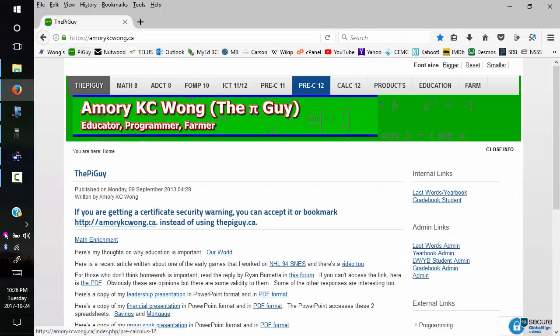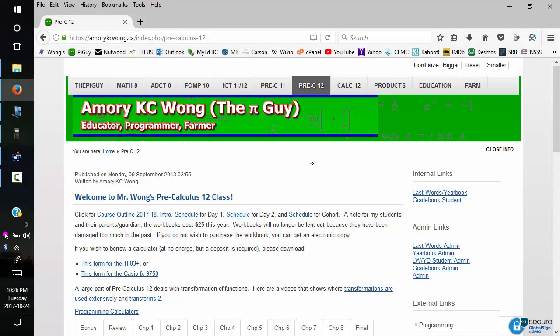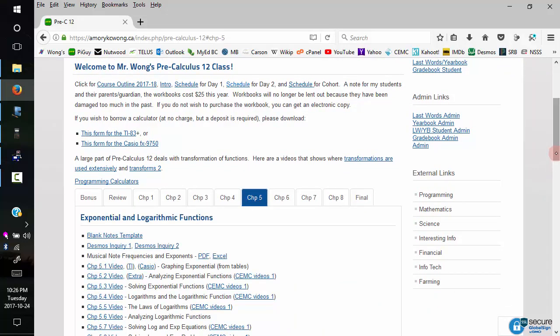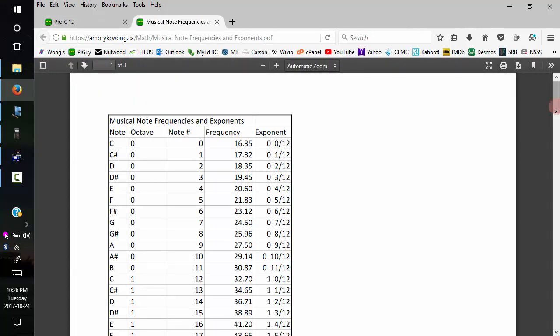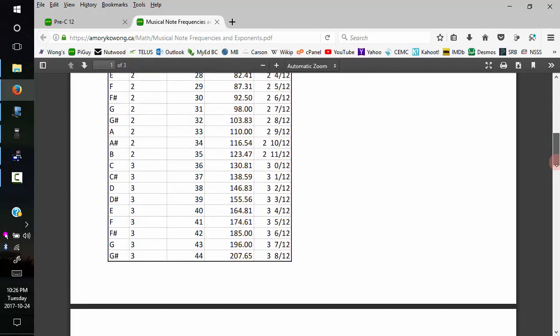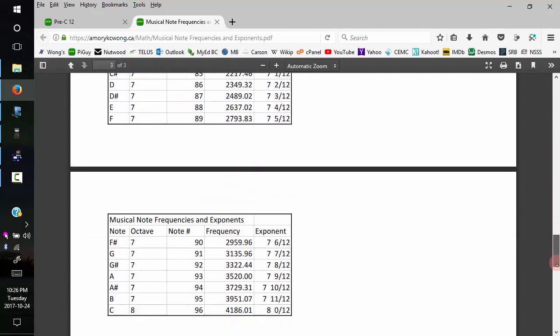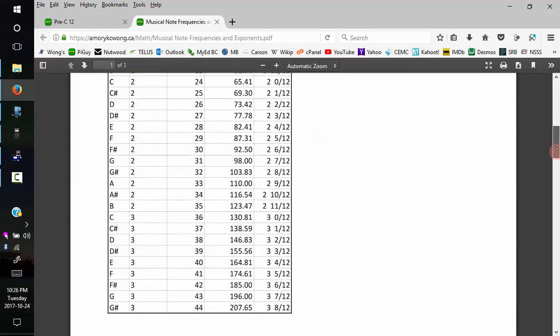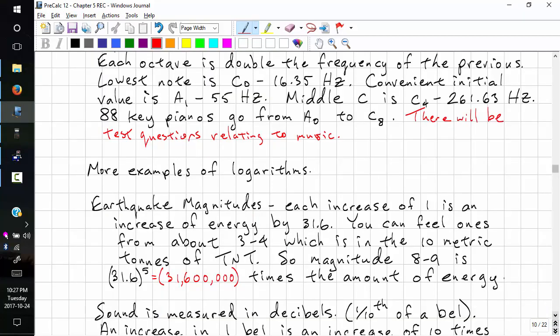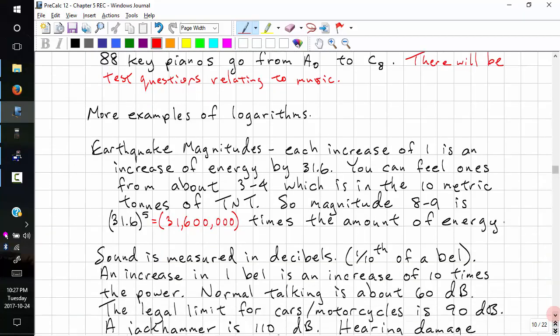And on my website under PreCalc 12, Chapter 5, you'll find a document that tells you the frequency of all the notes. And it shows you the exponent, and here's your initial value. And there's more examples of logarithms.